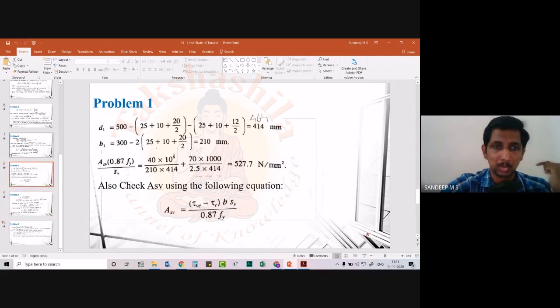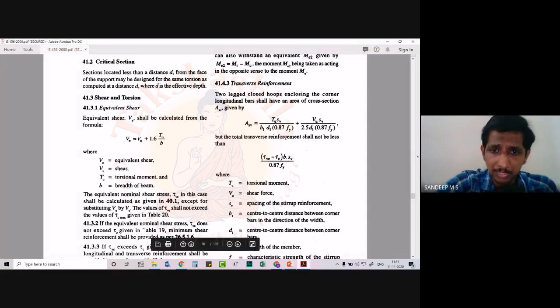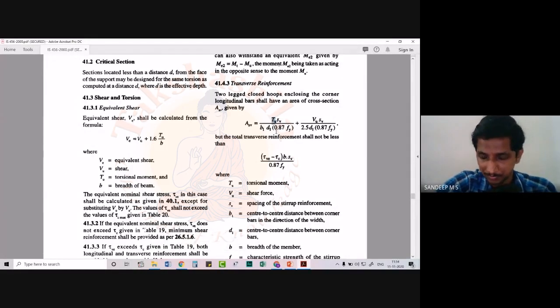And coming back to this equation, let's go to IS 456. So if you refer to this equation, you can see that different terminologies are there. Tau v we have already seen, and then we have the torsional moment. Then we have SV, which corresponds to the spacing between the transverse reinforcement. Then we have VU, which is the factored shear force acting at the respective section. Again, we have SV. Then we have another term B1 and D1. What is this B1 and D1?